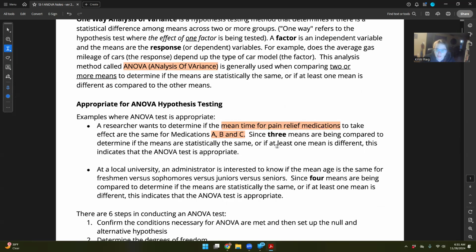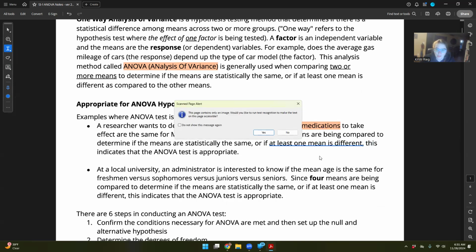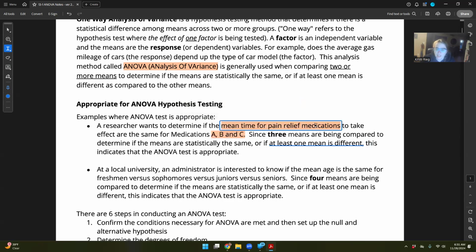And that right here is going to come up. Oh, that underlined it. Not what I meant to do, but perfect. At least one mean is different, and that's going to be our alternative hypothesis in the near future. So we want to just have that phrase nearby.